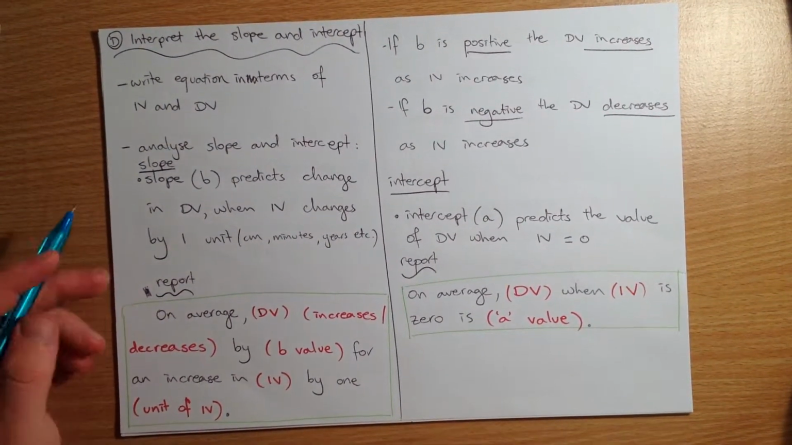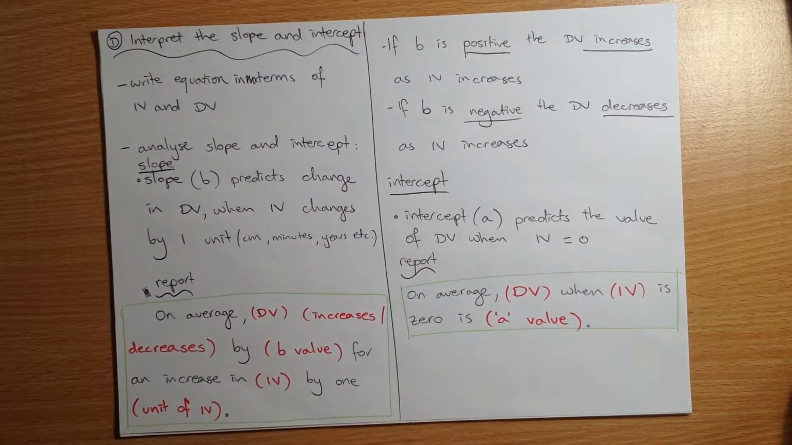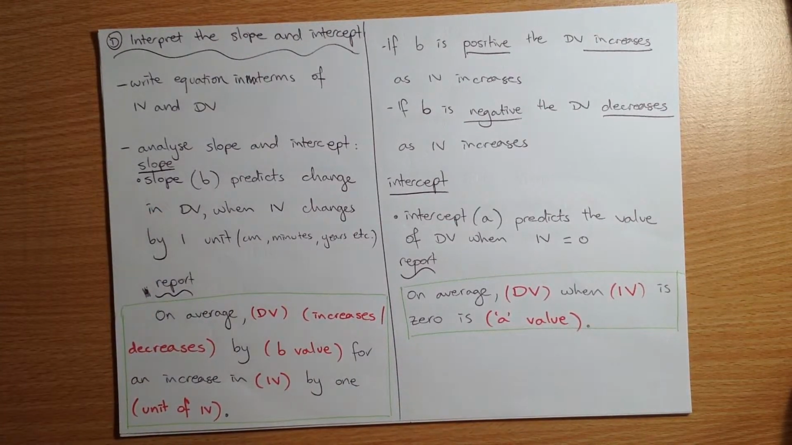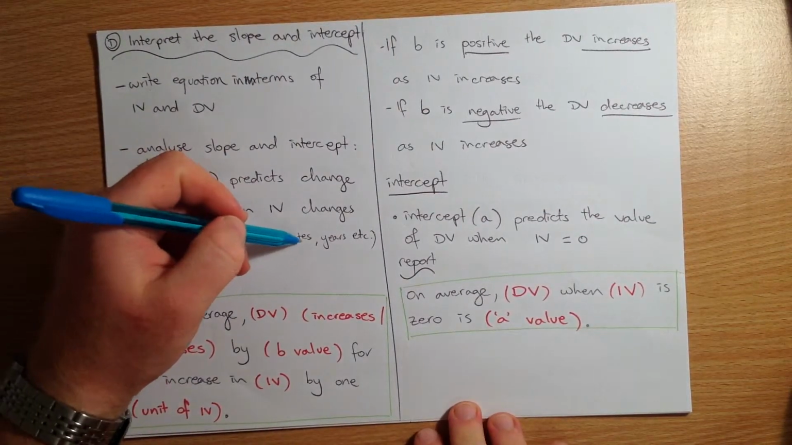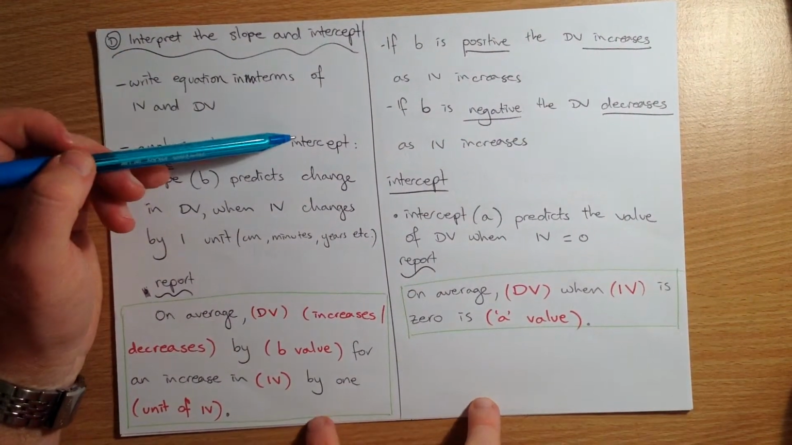So your report should read like this. On average, insert my dependent variable, it either increases or decreases by whatever my B value is, for an increase in my independent variable by 1 and then whatever the units are, centimetres, minutes, years, etc. We'll come back to a specific example in a minute.